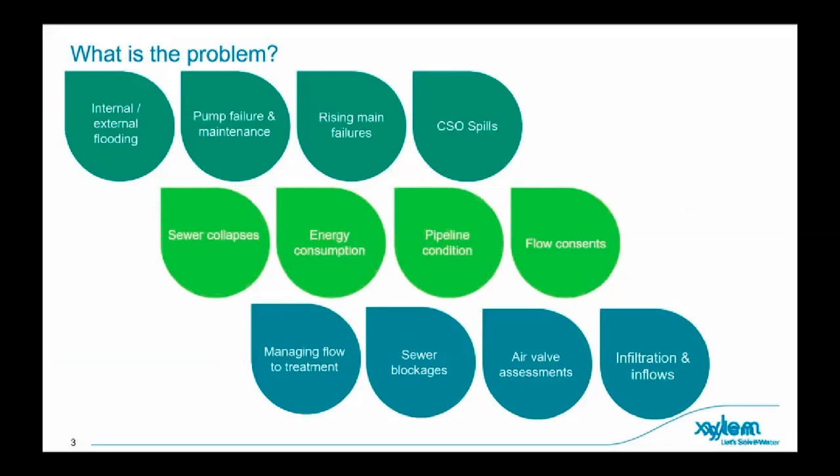Gas pockets are not only associated with corrosion within rising mains, but they also lead to much less efficient pumping. You can also detect infiltration and inflows into networks that shouldn't be there, leading to utilities treating water that they really shouldn't be, or look at the data signatures of blockages, which could be caused by sediment or fog, or indeed sewer collapses. All of these have data signatures that can be picked up.